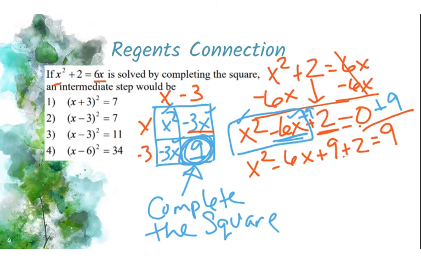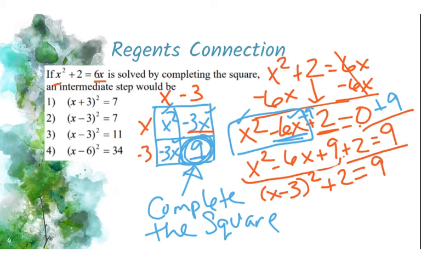Alrighty. So now I'm going to rewrite this perfect square trinomial as x minus 3 times x minus 3. Or actually, would you mind if I just write that as x minus 3 squared? Now I'm going to bring down everything else. Plus 2 equals 9. So now, in order to take the square root on both sides, I've got to get the term with the square all by itself. So I'm going to subtract 2 on both sides.